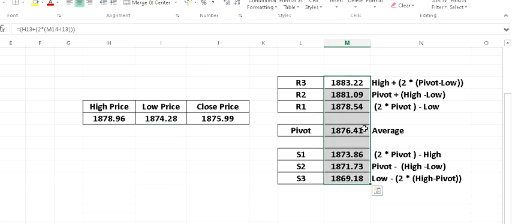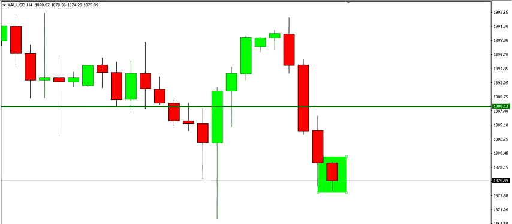The most important value is that of the pivot. Okay, and it is good for us to check the pivot of the monthly, weekly, daily, and the 4-hour time frame. You check and then compare how prices have moved and reacted to these pivot points.